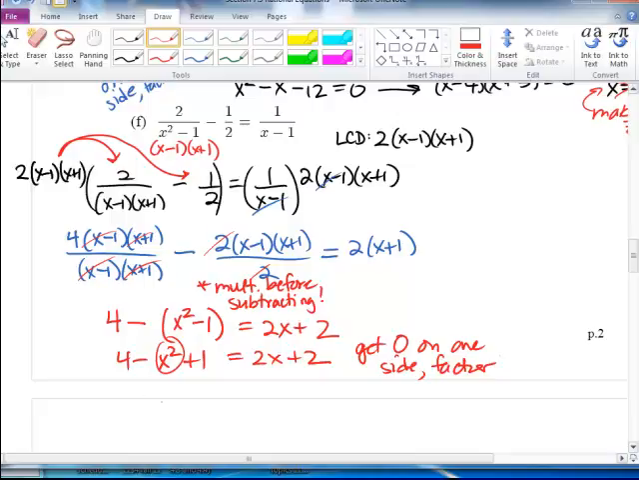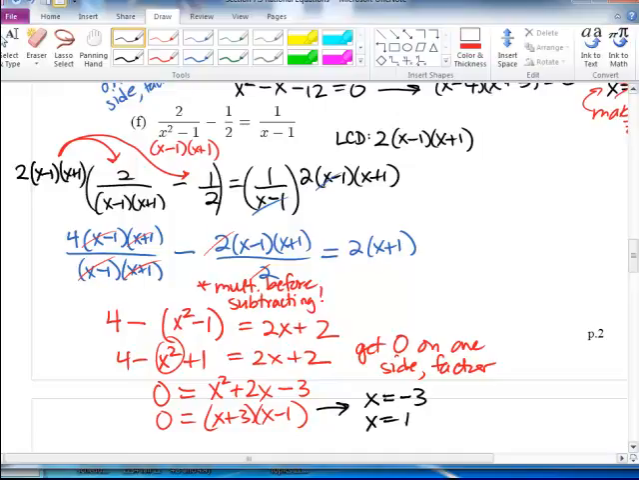So this should be our last step. If I get a 0 on the left side, because I want the coefficient of x squared to be positive, I'll have x squared plus 2x. I'm going to subtract 5, so that'll leave me minus 3. And if I factor, that's x plus 3, x minus 1. So as a last step, we've got possible solutions, x equals negative 3 or x equals 1.